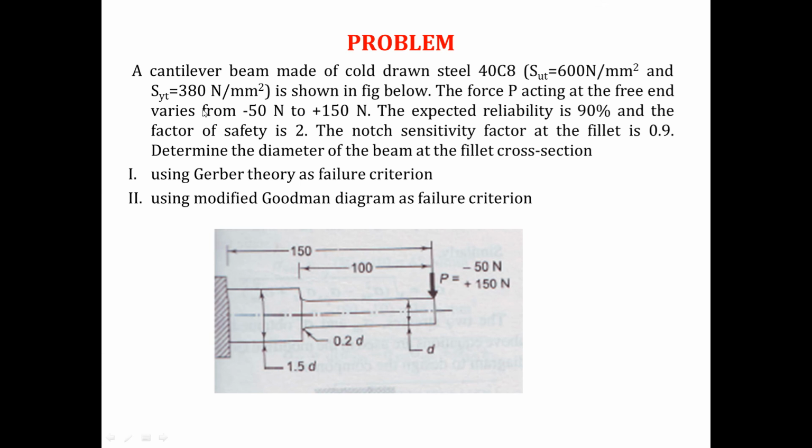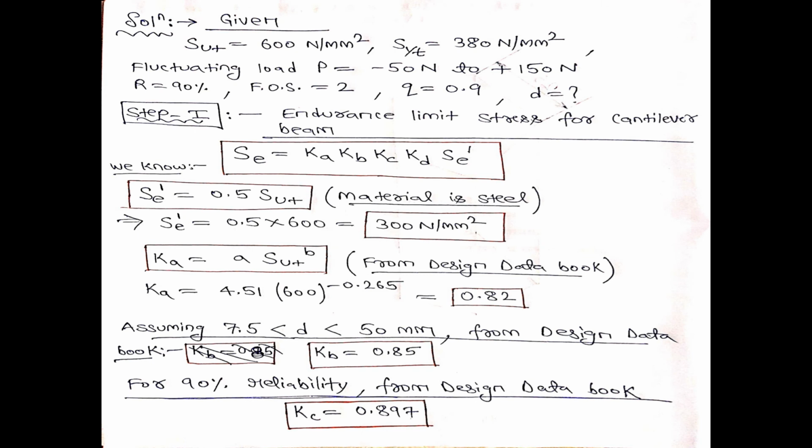If you see the problem carefully, in the very first line it is written that a cantilever beam made of cold drawn steel. So for cold drawn steel, from the design data book, I will see the value of A and the value of B. The value of A is 4.51 and the value of B is minus 0.265. So I will use the equation Ka is equal to A, which is 4.51, into SUT, which is 600, to the power B, that is minus 0.265. Solve it, and you will get the value of Ka, which comes out to be 0.82.